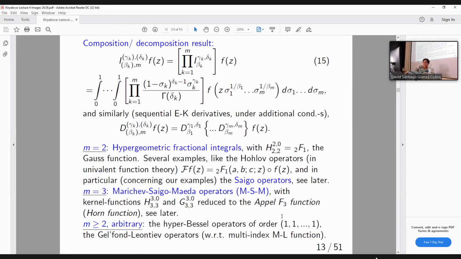Then for m equal to 2 we have the hypergeometric fractional integrals, including the Saigo operators which I mentioned. For m equal to 3 we have Marichev-Saigo-Maeda operators, also used in many papers in recent years as a topic to evaluate such kind of operators of some special functions.